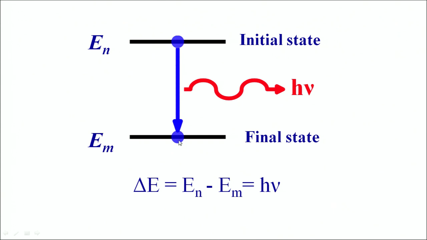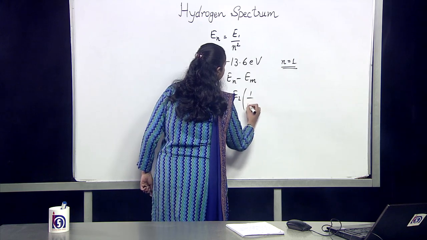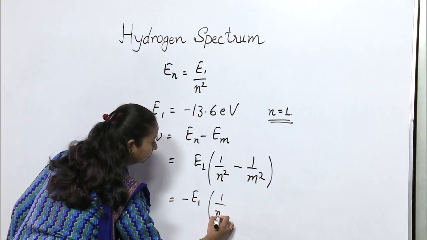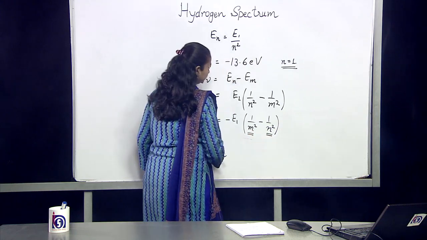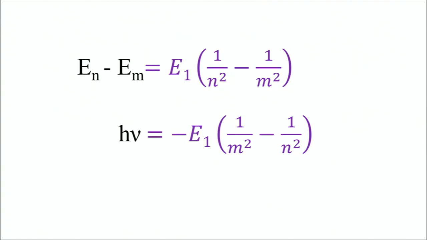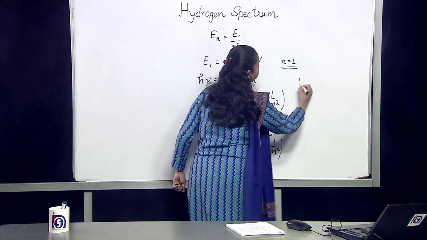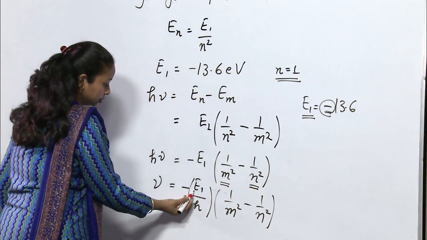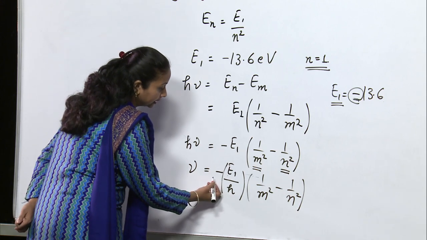From here, we can derive the expression for the frequency of the emitted radiation. This can be written as E1 times 1 by n square minus 1 by m square. Further, this can be written as 1 by m square minus 1 by n square. Here, m is the final state and n is the initial state. So this will come out to be equal to E1 by h times 1 by m square minus 1 by n square. As we know, E1 is equal to minus 13.6 for the hydrogen atom, so it itself has a minus sign. When we substitute here, we will get the frequency which is positive. So the frequency of the emitted radiation is given by this expression.